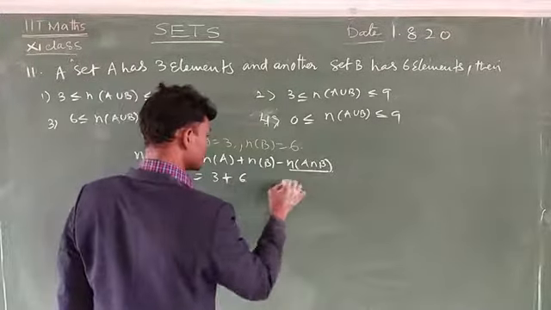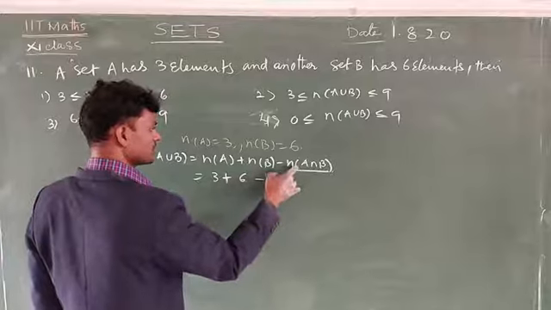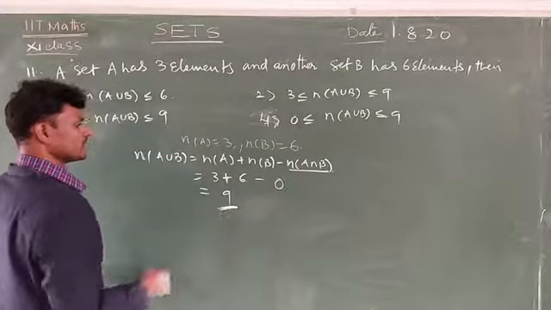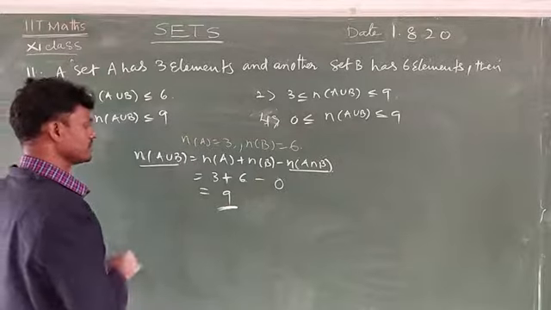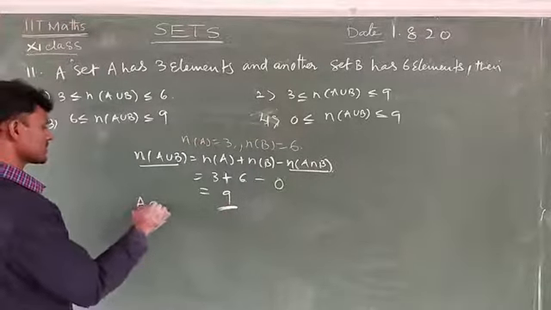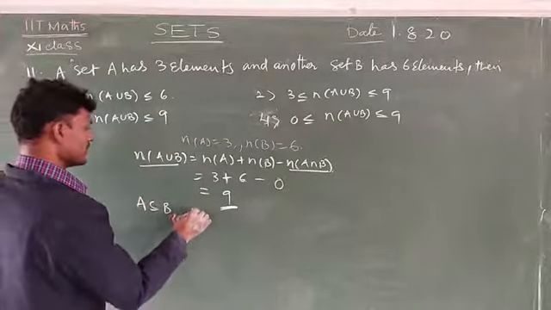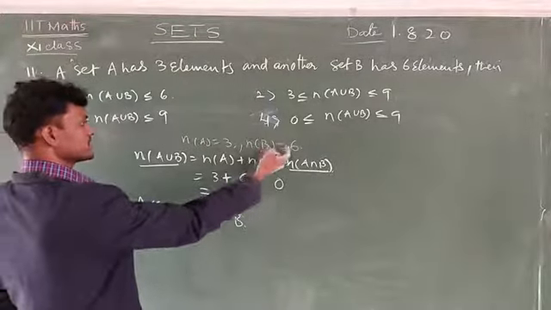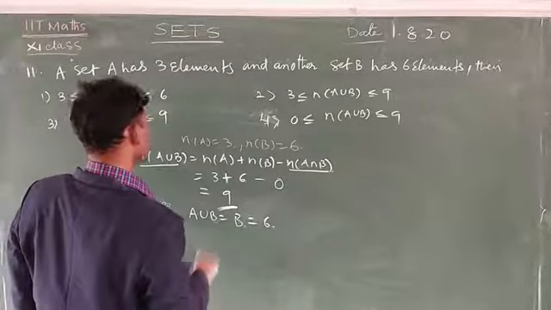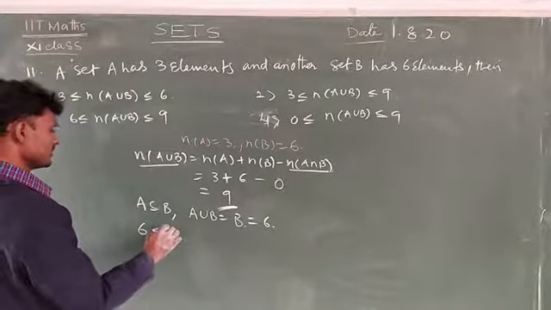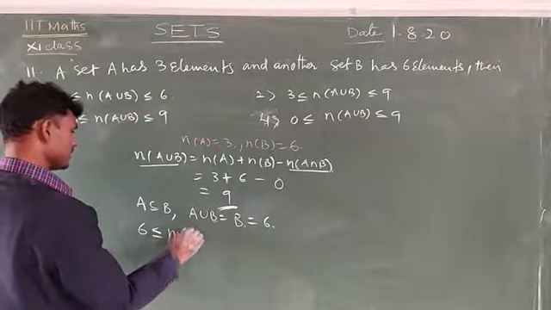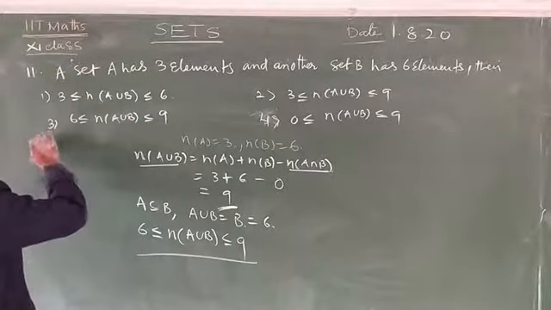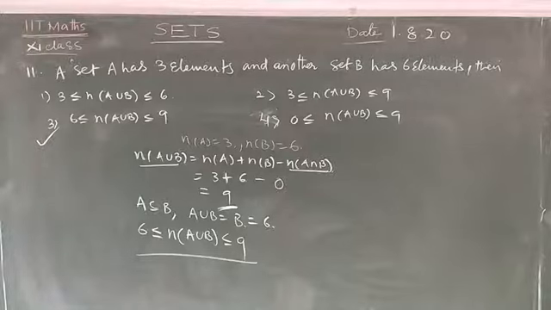If these two are disjoint sets, then the intersection is equal to 0. Then the maximum is 9 elements possible for n of A union B. Suppose A is a subset of B, then A union B is equal to B, and B is equal to 6. That's why 6 is less than or equal to n of A union B, which is less than or equal to 9. Third option. Note down.